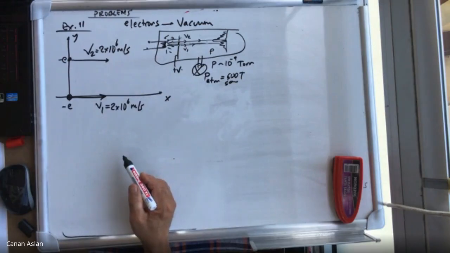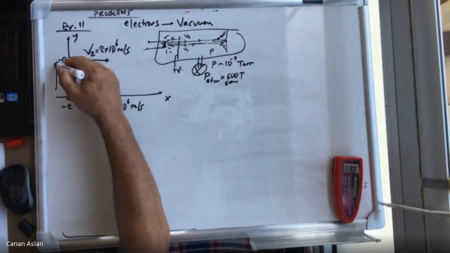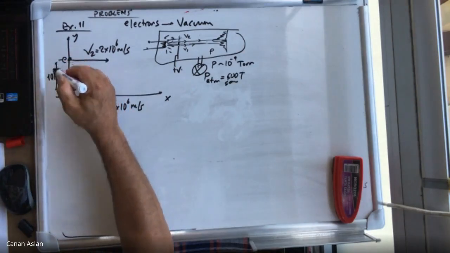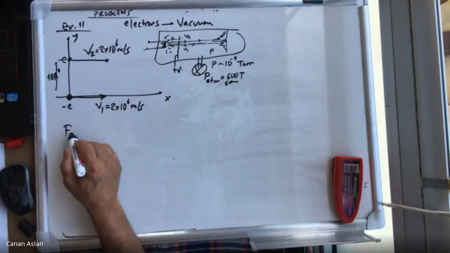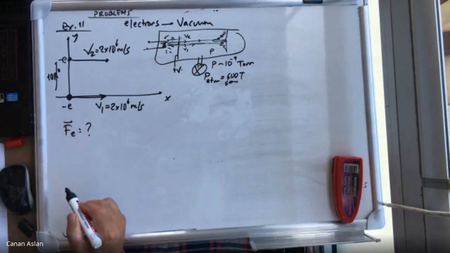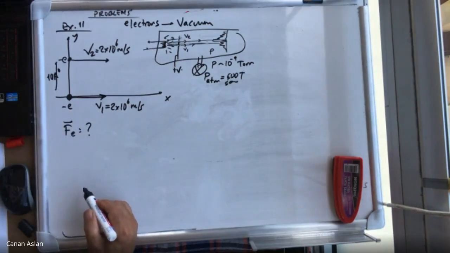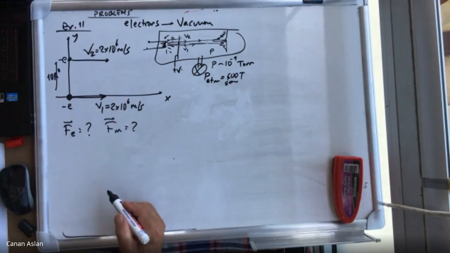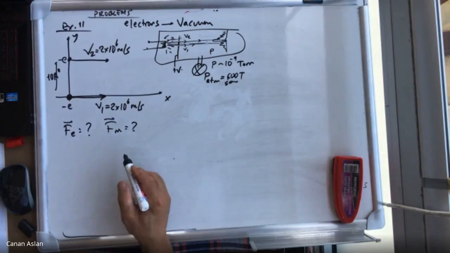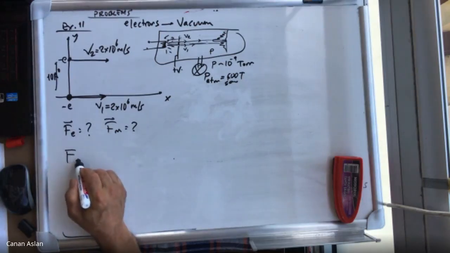Anyway, they are moving in the same direction. They give the values of the velocities, and the distance of separation is 10 angstrom, or 100 nanometers. What is the electrostatic force between the electrons? What is the magnetic force? Let's find the electrostatic and magnetic forces.